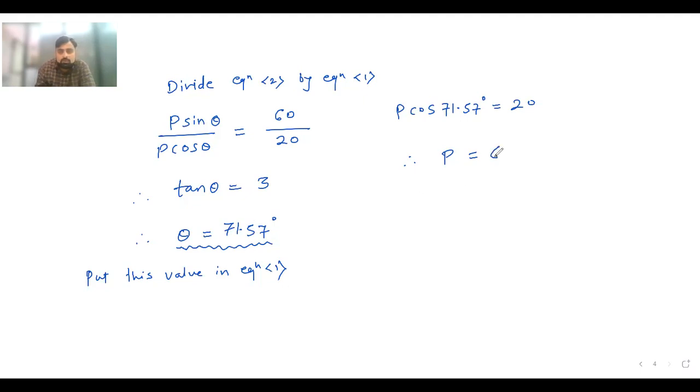600.06 kilonewton. So this is the final answer for P. This is the final answer. Okay. So next numerical.